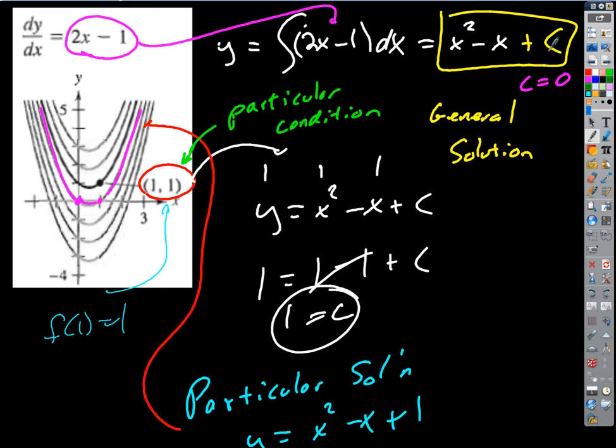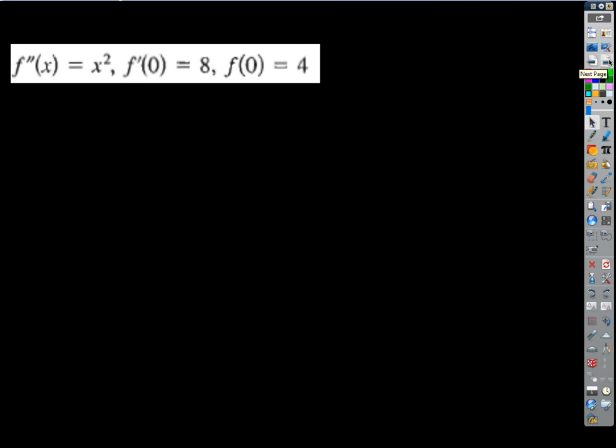Okay? All right, so what about one like this then? Okay, this is what we call a second order differential equation, because it's not just the first derivative, it's a second derivative, right? So in this case, we're told that the second derivative is equal to x squared, okay?